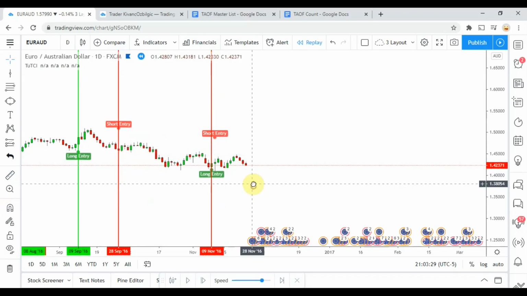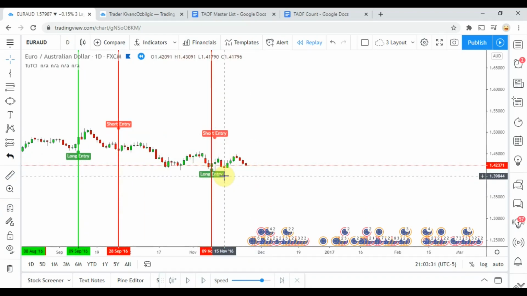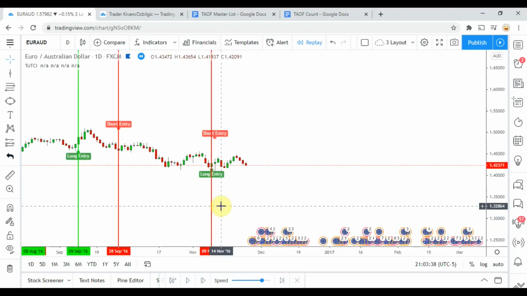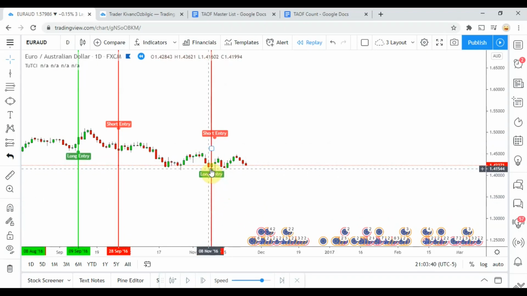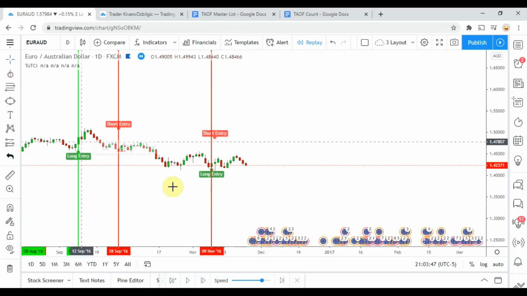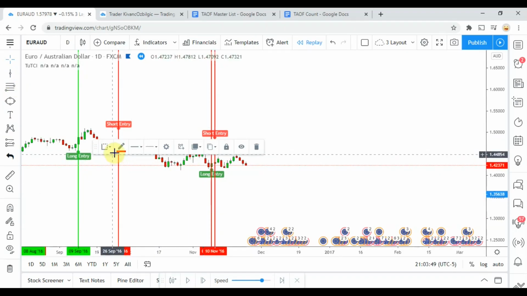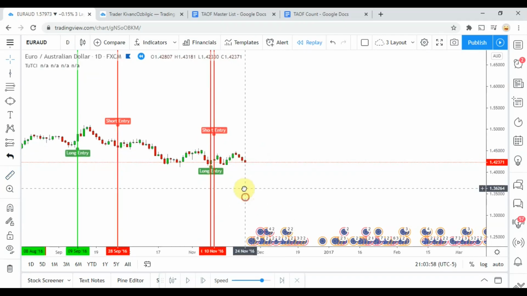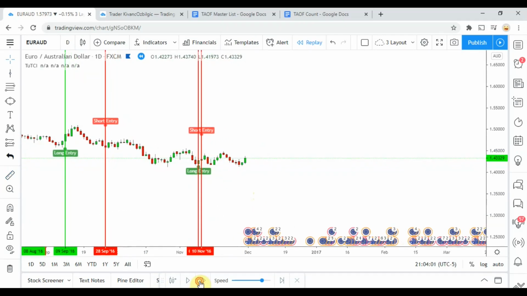Now, we get this every now and then when this happens, but what I'm afraid of is that this wick came down and stopped us out before it went up and got us to take profit. So in this particular case, we are going to assume that it went down, stopped us out before then moving upwards. So it's unfortunate, but it happens. Then we get this guy right here, this short entry. And let's see, that one also would have gotten us stopped out.